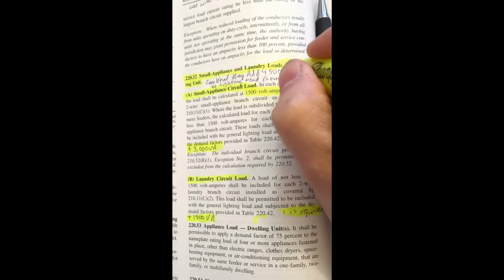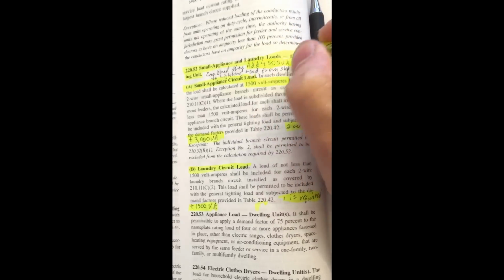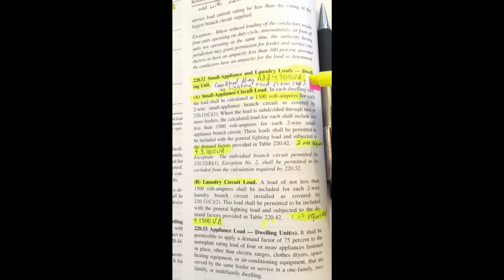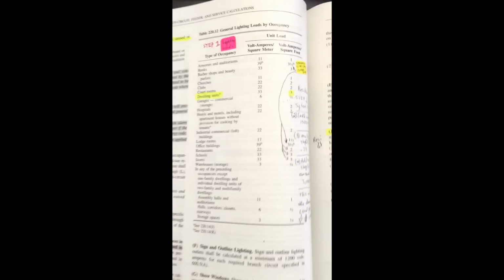All right, so what we're doing here is we're basically taking this 4,500 volt amps, and we're going to add that to the table value that we calculated for the lights and the 15 amp plugs from this table. Let me get a piece of paper out and I'll work the example real quick. I'm going to use an example here of a residential dwelling that has a 3,200 square foot footprint. And that means that we've calculated this square footage based on the outside dimensions of the dwelling.